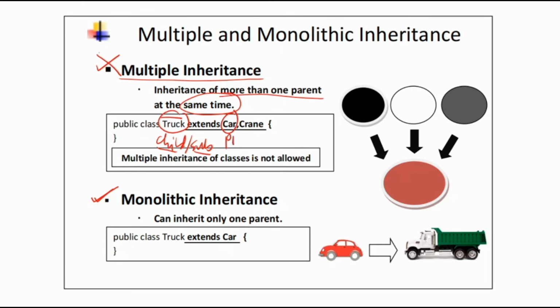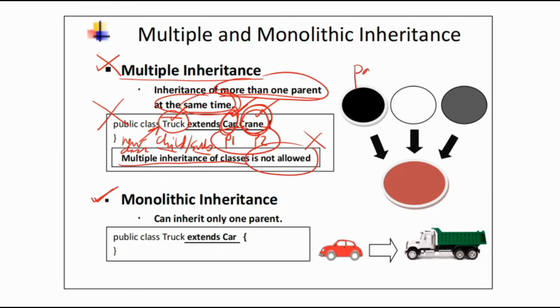The first parent P1 is Car and the second parent P2 is Crane. What happens here is that we want this child or subclass Truck to inherit from Car and from Crane. So we want two parents at the same time. So we want the Truck to inherit all the features of Car and all the features of Crane. But this is not possible. It is not allowed. Okay, so multiple inheritance of classes, which is inheriting from more than one parent at the same time, is not allowed.